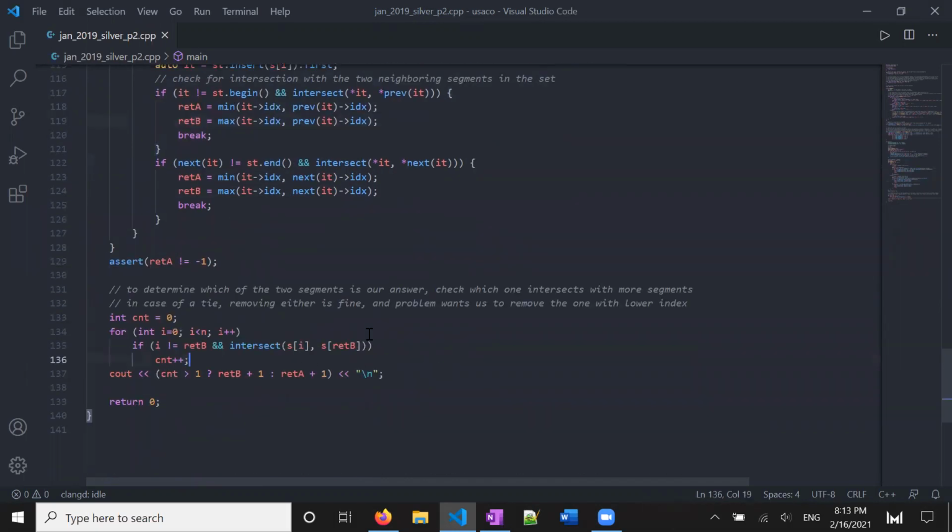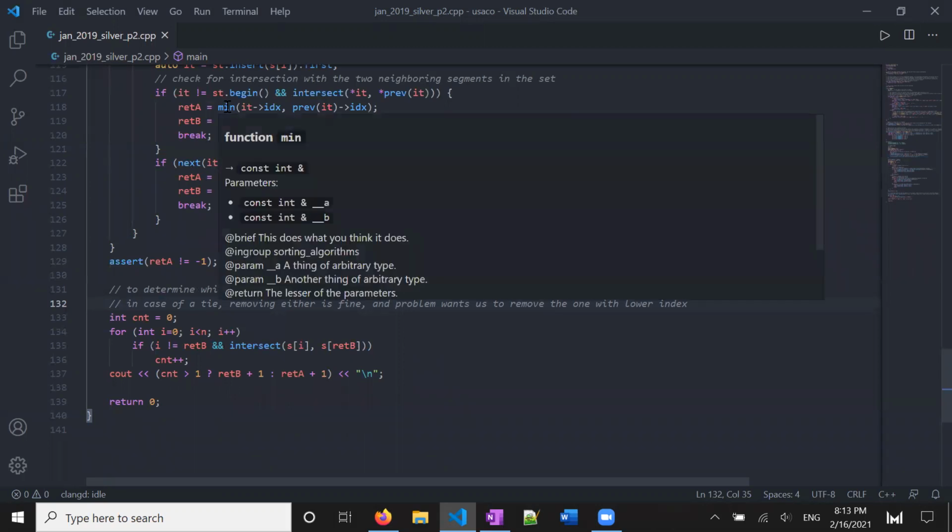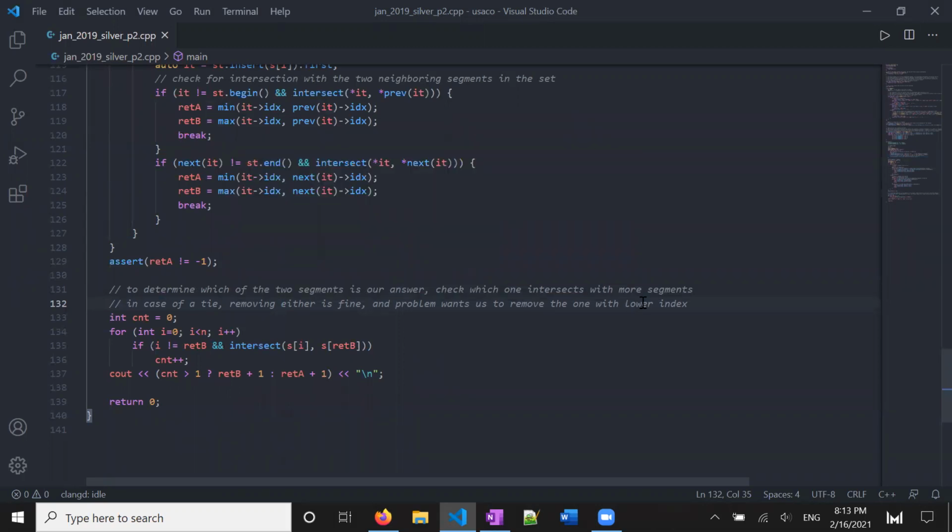And at the very end, I simply print whichever one has a higher count. By default, I assume that ret A is the answer, and then I check if ret B has a greater count. And ret A is always the minimum of the two, so it will always be the smaller one, which is good because the problem wants us to print the smaller index.